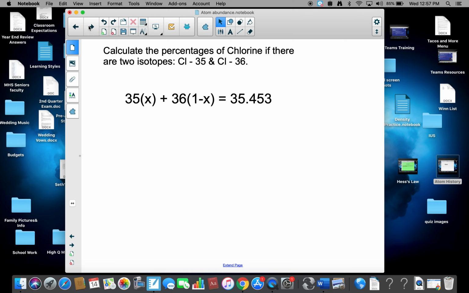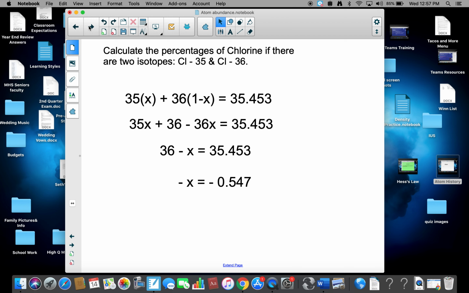We do the distributive multiply through, so we get 35x plus 36 minus 36x equals 35.453. We're going to combine like terms and get 36 minus x. We're now going to subtract 36 from both sides. And minus x is equal to negative 0.547. And then divide both sides by negative 1. x is equal to 0.547, which is what we have for 35. So that means 35 U is 54.7%.